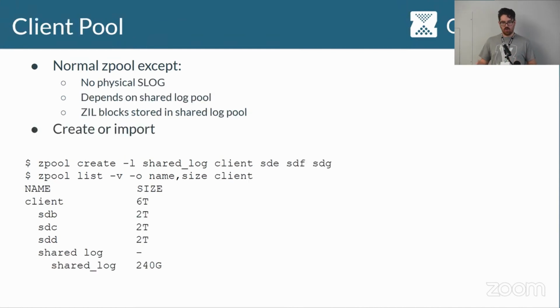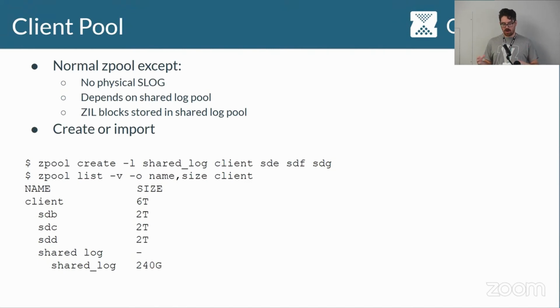Let's talk about the client pools, the pools that actually use the shared log pool to provide slog capabilities. Again, very normal zpool, except that they don't have physical slog devices. There's no actual disks, there's no embedded slog. And so one consequence of this is that you either have a shared slog or you have physical slog devices. You can't have a hybrid approach where you have some slog devices and a shared log pool attached to the same pool. You get to a lot of thorny technical issues if you try to mix the two approaches. So it's all physical or all virtual, no hybrid approaches.